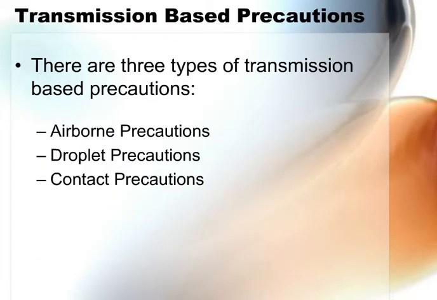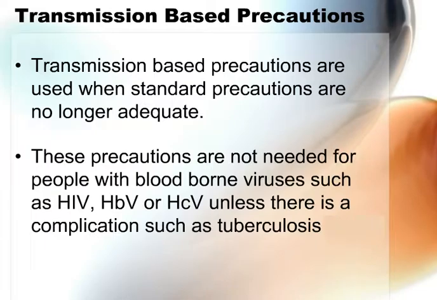There are 3 types of transmission-based precautions: airborne precautions, droplet precautions, and contact precautions. Transmission-based precautions are used when standard precautions are no longer adequate. These precautions are not needed for people with bloodborne viruses such as HIV, HBV, or HCV, unless there is also a complication such as tuberculosis.